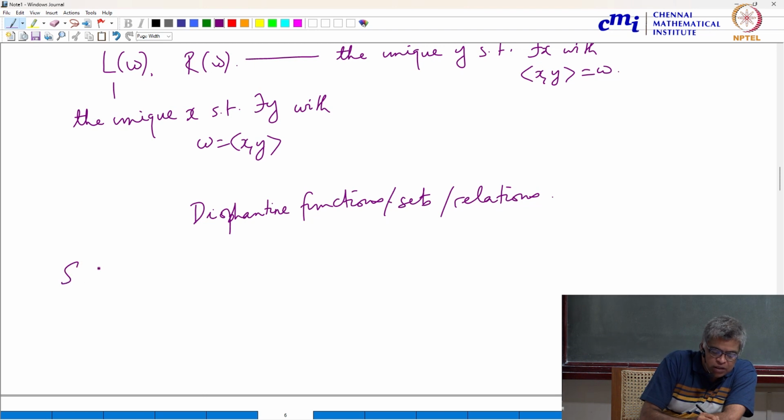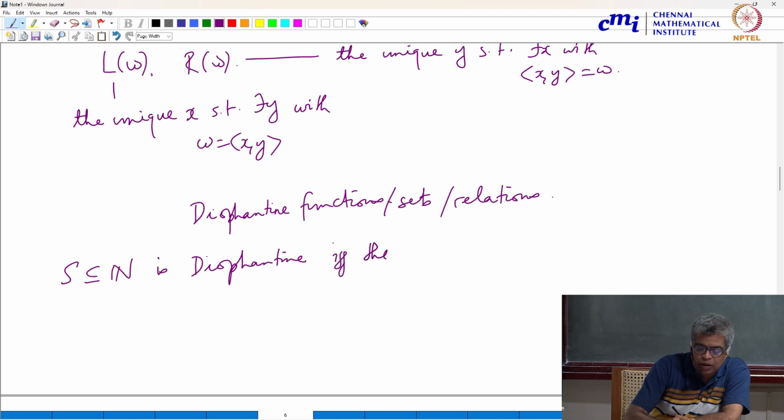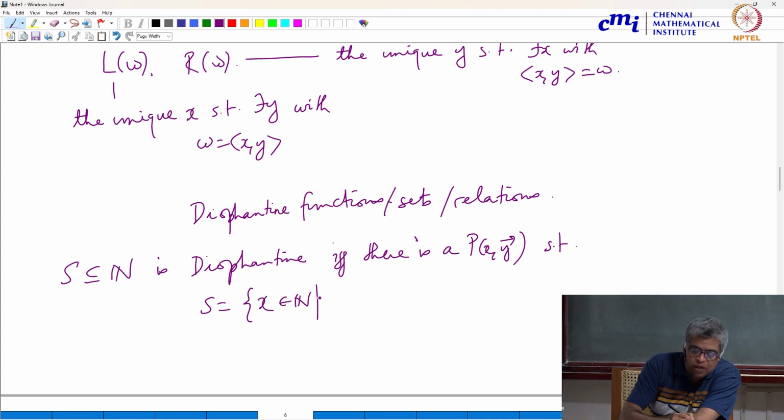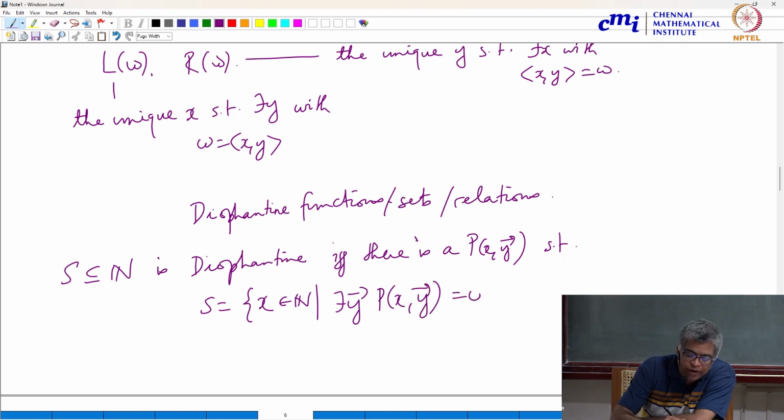A set S of natural numbers is Diophantine if and only if there is a polynomial P with whatever variables, with one distinguished variable x and some other variables, such that S is exactly the set of all numbers x such that, when you plug in that value to the first variable, there exist some values for the y vector such that P(x, y vector) equals 0.